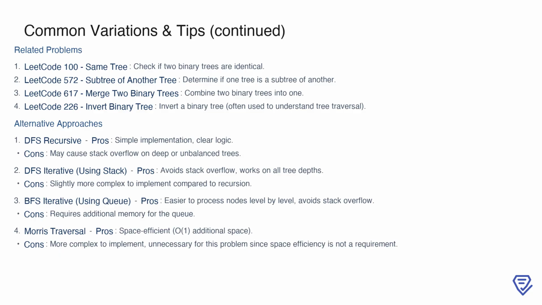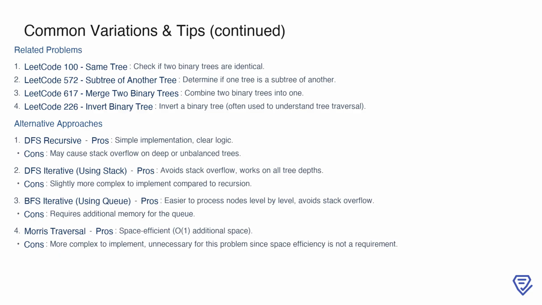For instance, LeetCode 100, same tree, asks you to determine if two trees are identical. LeetCode 572, subtree of another tree, focuses on checking if one tree is a subtree of another. LeetCode 617, merge two binary trees, involves combining two trees into one, while LeetCode 226, invert binary tree, is often used to practice tree traversal techniques.